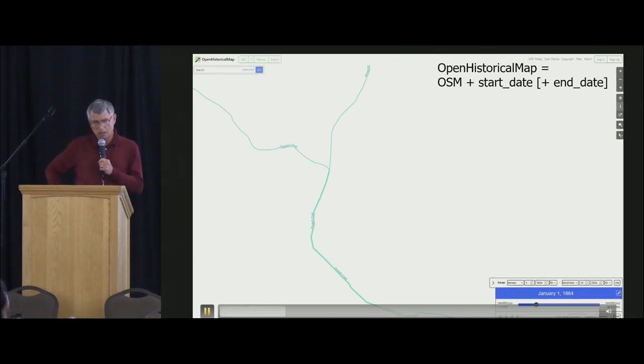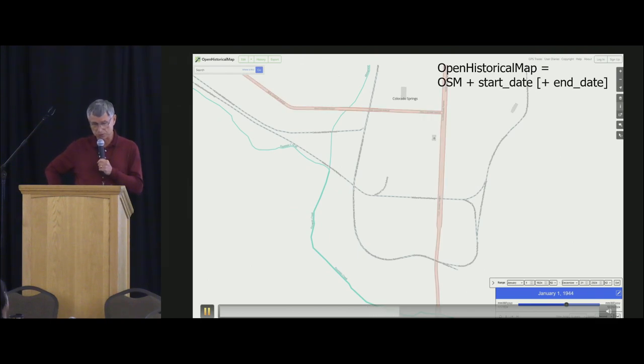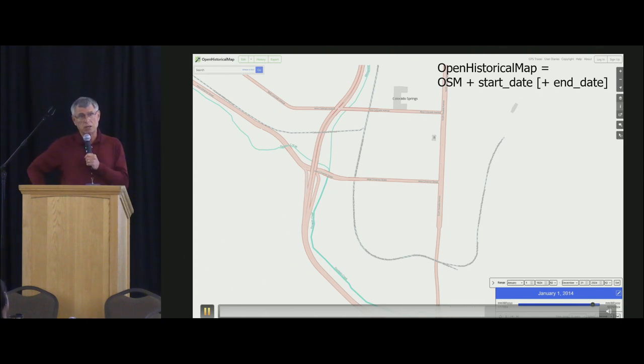And you can see that there's railroads coming along being built through time, that waterways are pretty constant in this picture, and that highways are coming along. There's some buildings that are being built. So you can do some pretty impressive things with Open Historical Map.